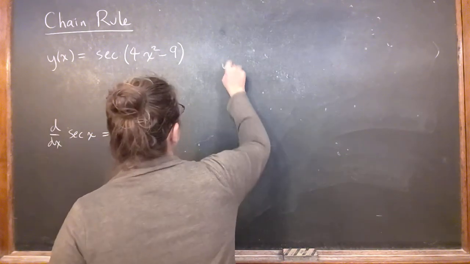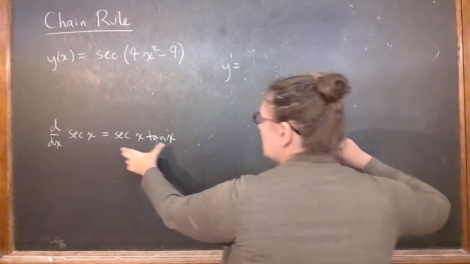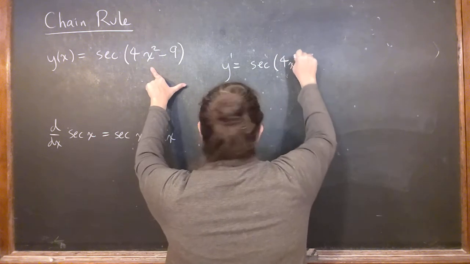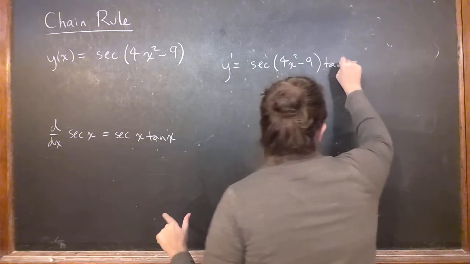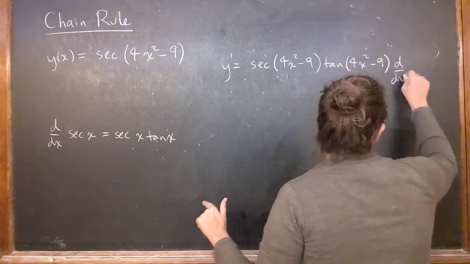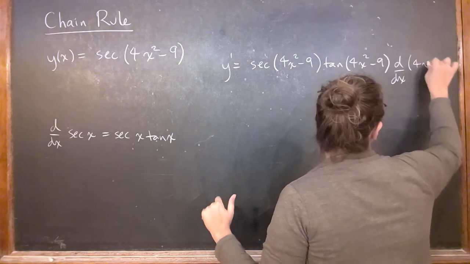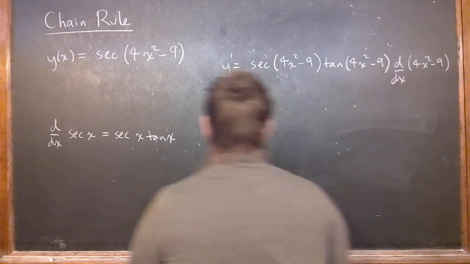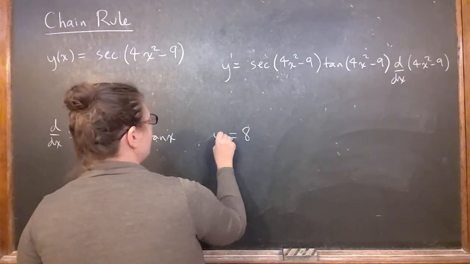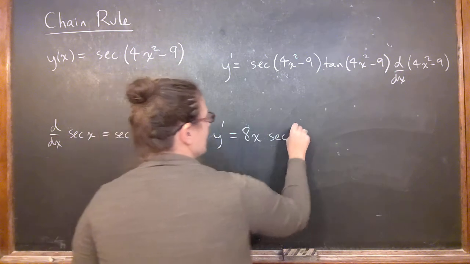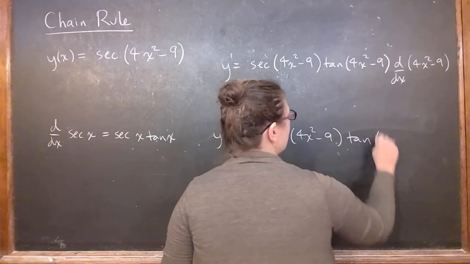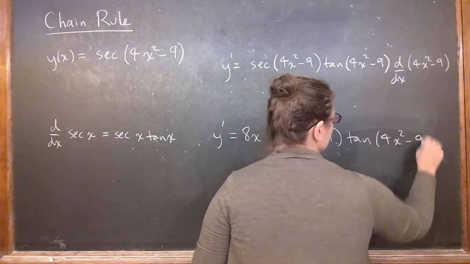So if I do this, my outside function is secant. I'm using this. So I should have secant of whatever my u is, tangent of that u times the derivative of that u, that was the thing in parentheses, right? So this derivative is just going to be 8x, right? So my answer should be 8x times the secant of 4x squared minus 9 tangent of 4x squared minus 9.